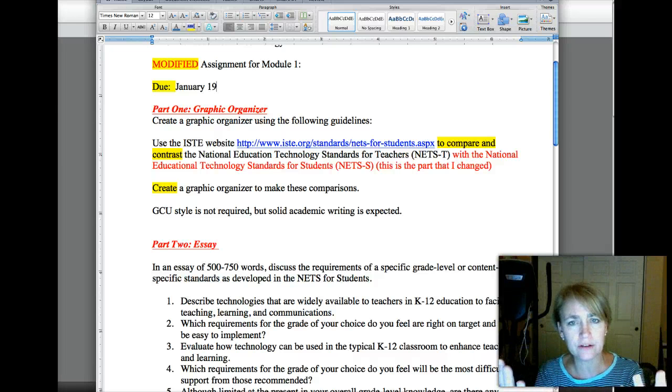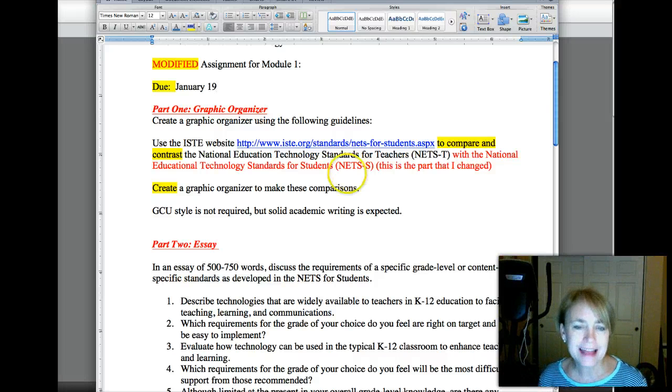I don't want you to pull up those standards and copy-paste everything in there. I want good, solid evidence that you thought about and really digested both sets of standards. For instance, in the teacher NETS, the word model is in there a lot, so teachers are modeling the use of educational technology. That's something that goes with that set of standards. And the student NETS have specific things to them, and in a lot of places they overlap.